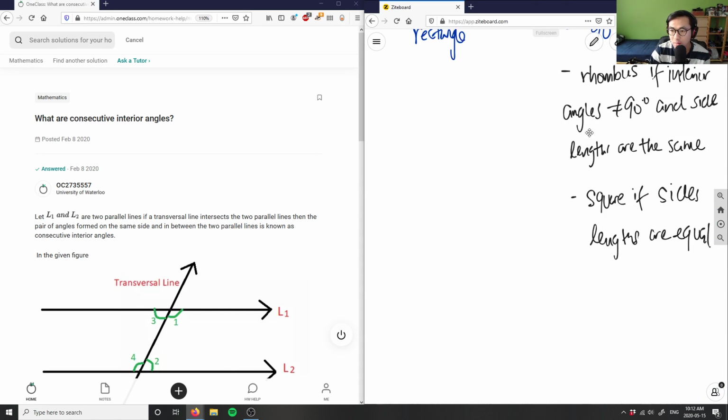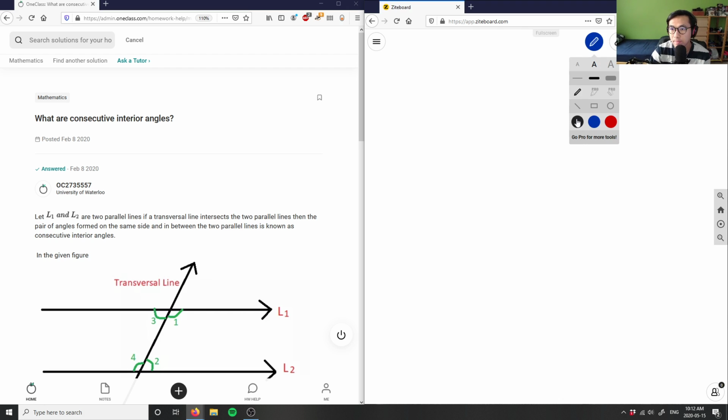Okay, that's number one. Let's look at number two. It says, what are consecutive interior angles? I think I've actually answered this problem before. And what this is, you basically need a diagram. And this diagram is actually really, really good. And I'm going to redraw this diagram for you and explain it.